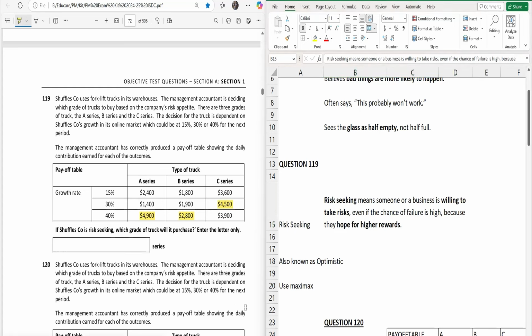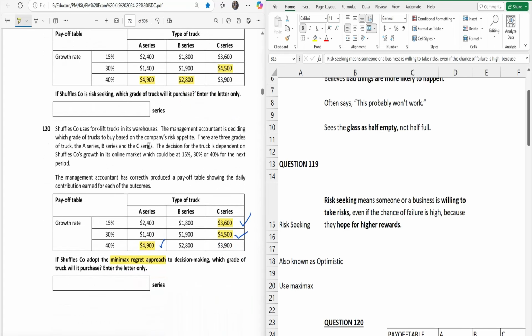Now in maximax, we will first look at the maximum, and out of those maximums, we will again go for the maximum. So in series A, the maximum value is 4900. In series B, the maximum value is 2800. In series C, the maximum value is 4500. So out of these values, which one is the highest? 4900. So we will go with series A, and obviously the growth rate is 40%, which is the higher one, right?